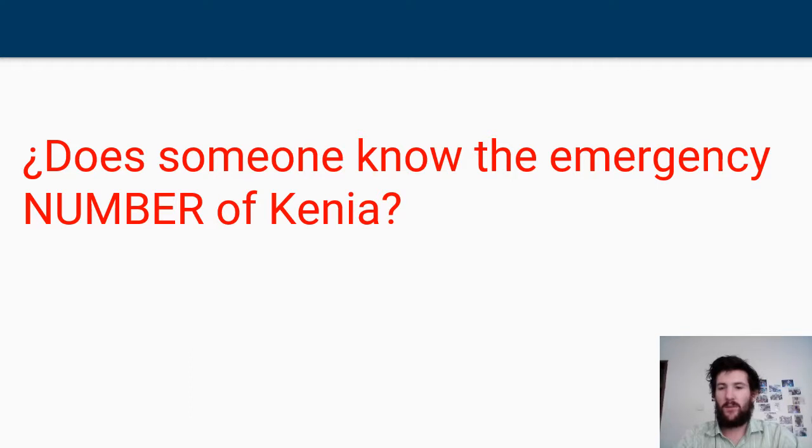So I have a question for you, and it's this question. Does someone know the emergency number of Kenya? So put yourself in the situation that you're in Mbagathi, going out because you end your job and you're almost to take the matatu, and you see someone suddenly fall down. You go to check, he's unconscious, doesn't respond. You check the pulse, there is no pulse. So you start doing the CPR, but you ask someone to call for help. Which number do you have to call?